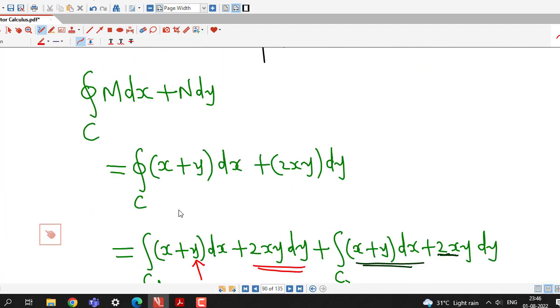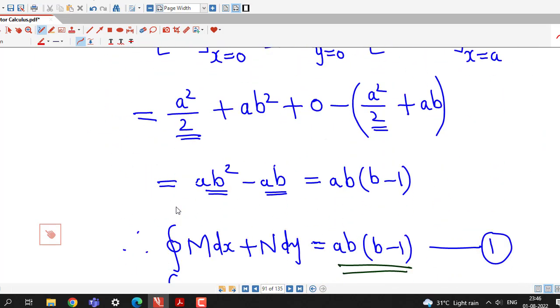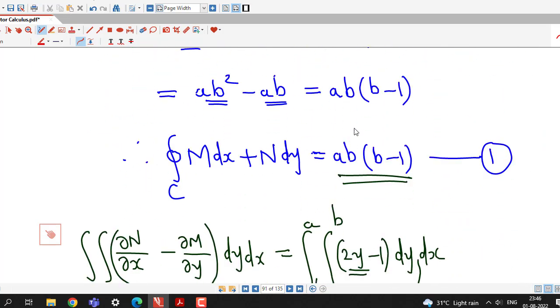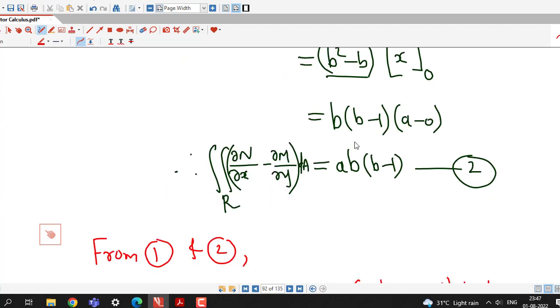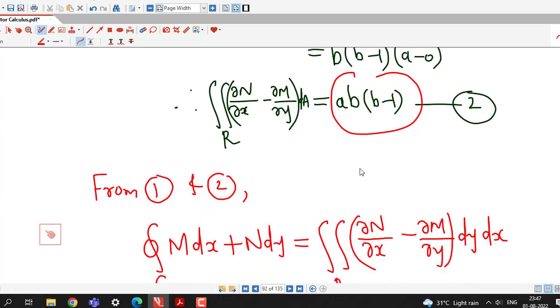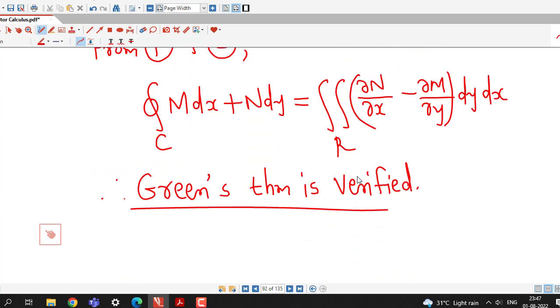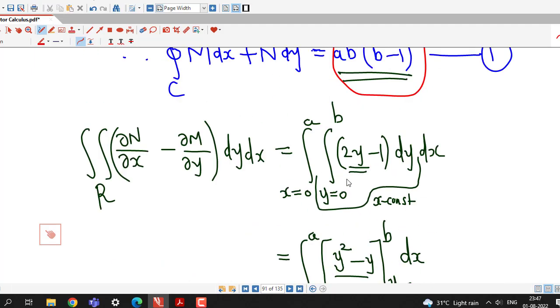So first we computed line integral, and we find that line integral has the value ab into b minus 1. Then we computed double integral, and we obtained the same answer. Therefore we can say that Green's theorem is verified. So this is all about this session.